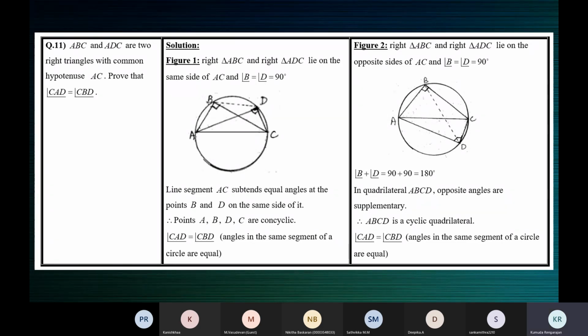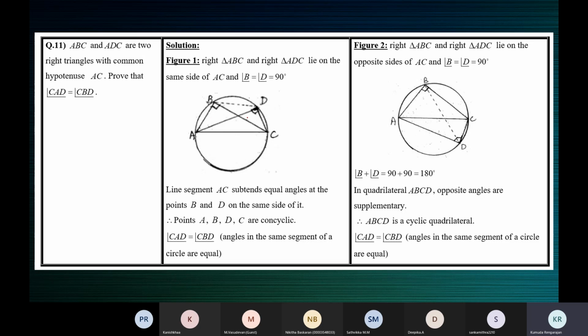So we are given that ABC and ADC are two right triangles with common hypotenuse AC. So now the question is, do the two right triangles lie on the same side of the hypotenuse or on opposite sides of the hypotenuse? So we'll have to consider both the situations.